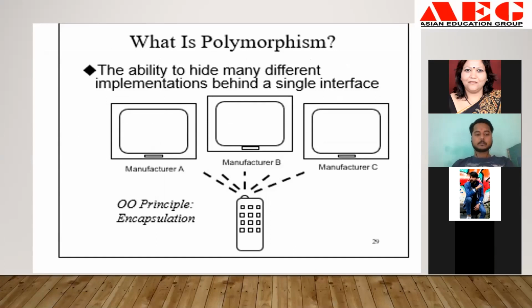As we had discussed with polymorphism also, poly means many, morph means form. It is a Greek word, polymorph. Poly means many, morph means form. One thing having different forms is called polymorphism. So in this figure, we had seen there are different types of screens manufactured by A company, B company, and C company, but all these machines are operable using a single remote control. So this remote is basically showing polymorphism.